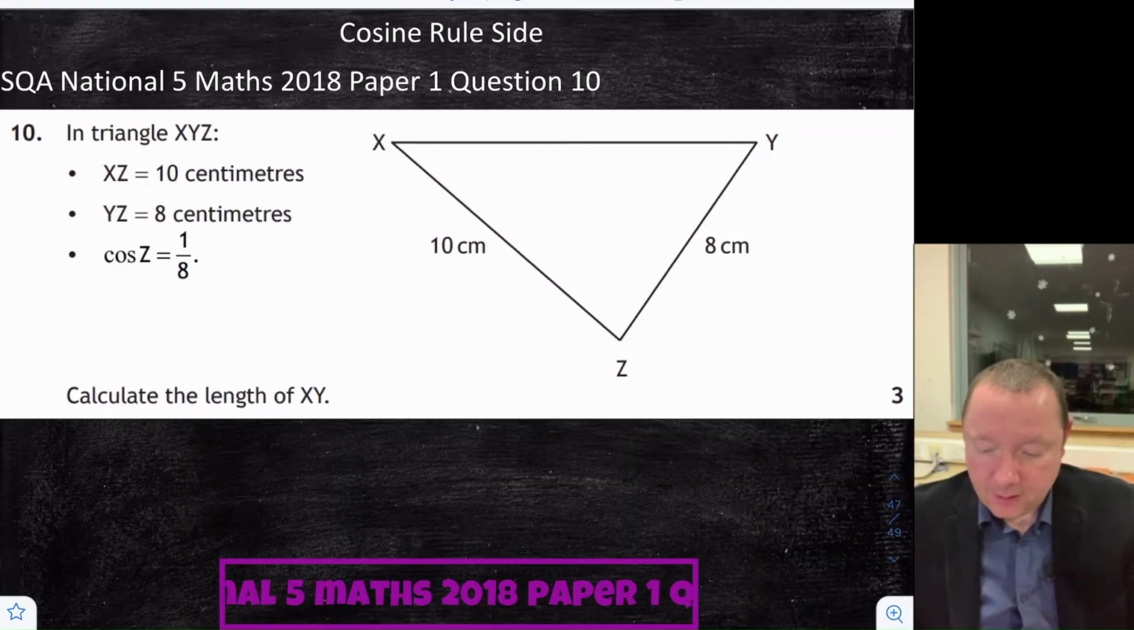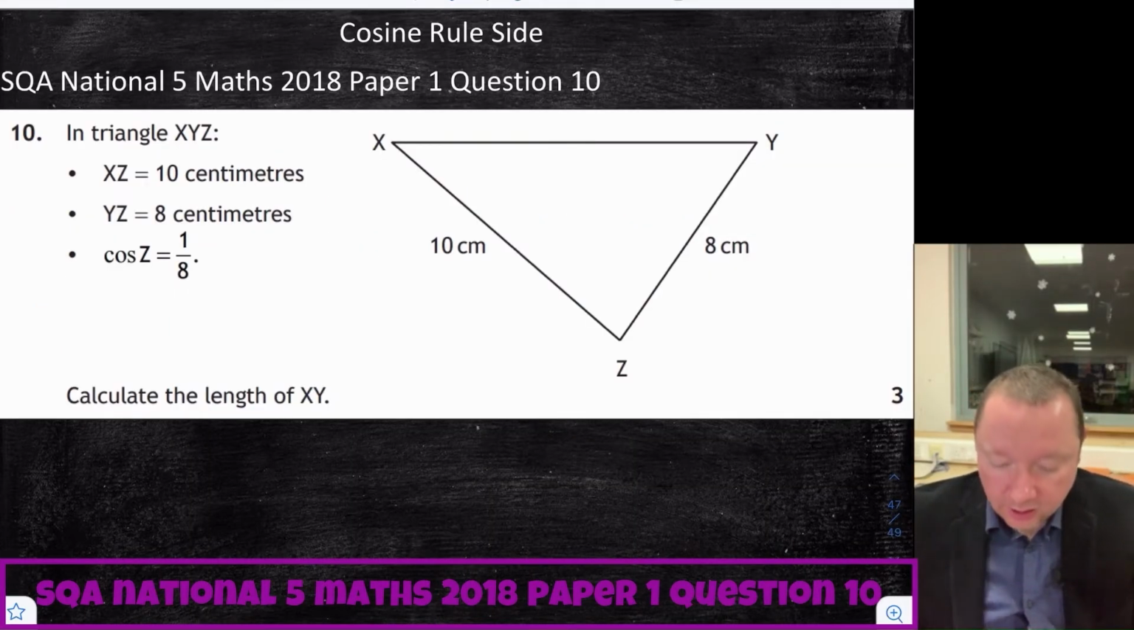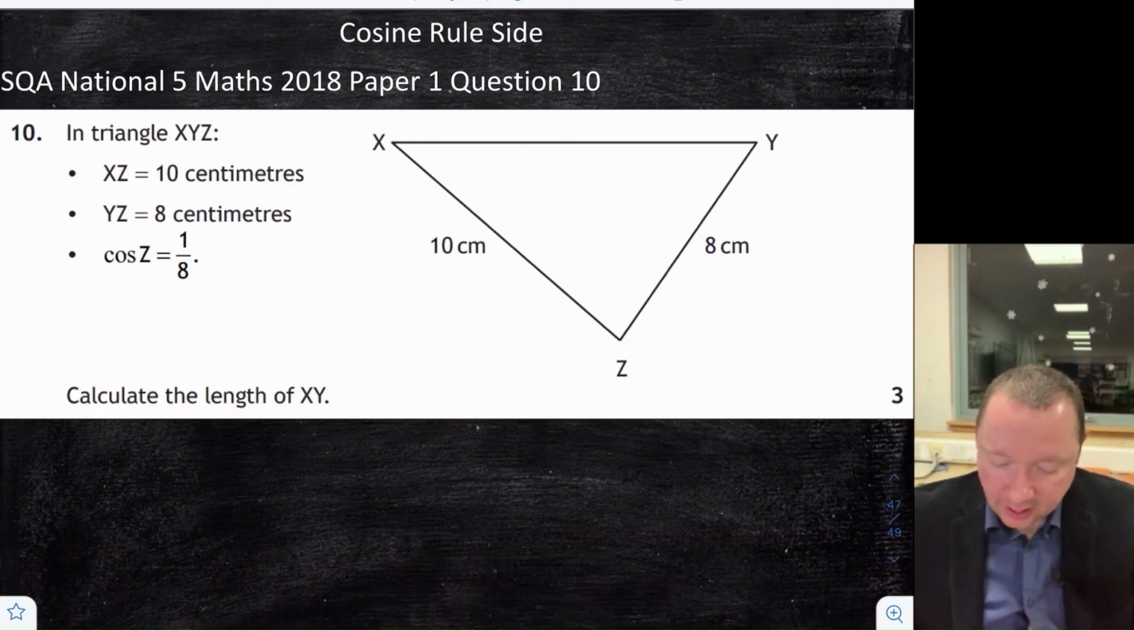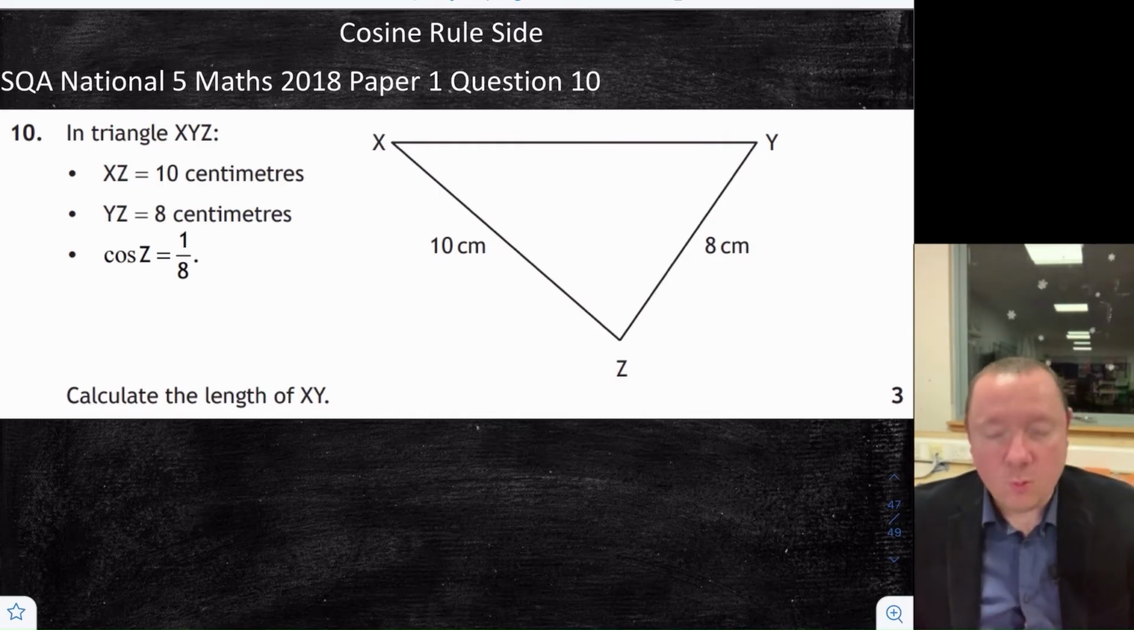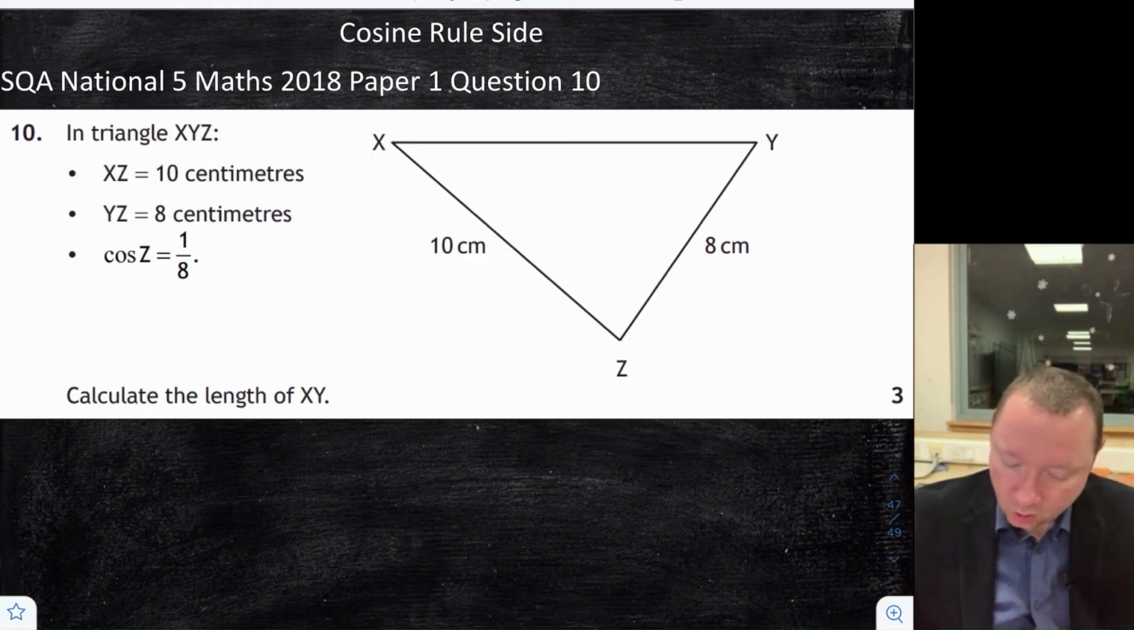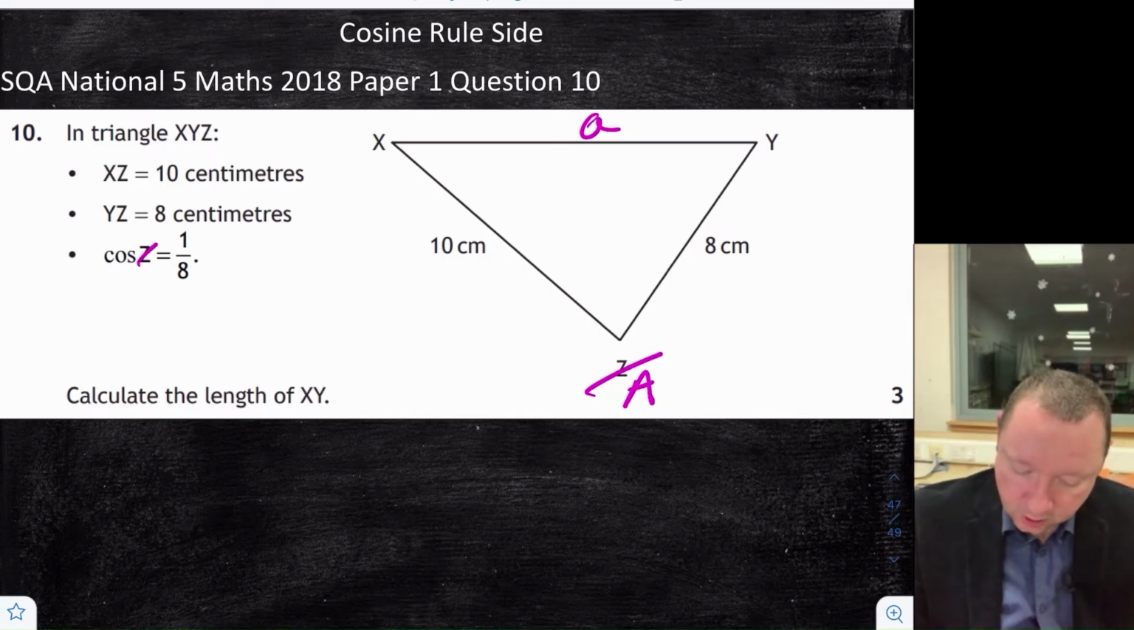National 5 Maths 2018, paper 1, question 10. So this is a non-calculator. It says side x, z is 10, zy is 8, cos z is 1/8. Calculate xy. So it tells you the cos of z instead of the angle, so you don't have to work it out. But it's still cosine. Look, I've got two sides and the angle in between to find the opposite side. So if I just call that my A and that my A, I can just change that to an A.